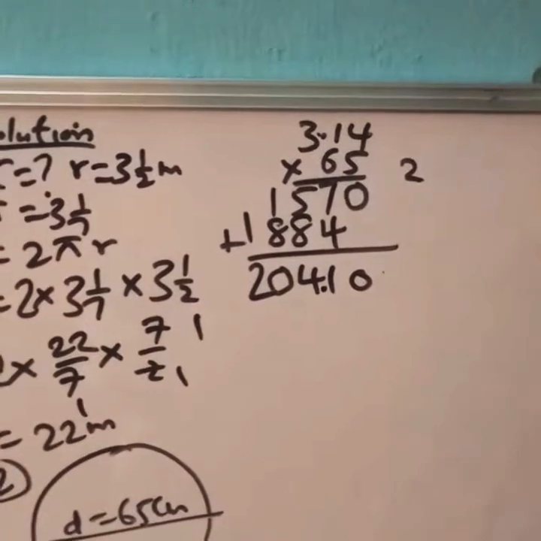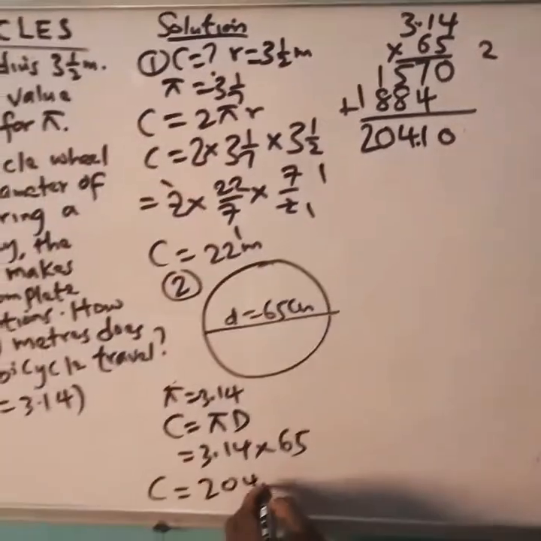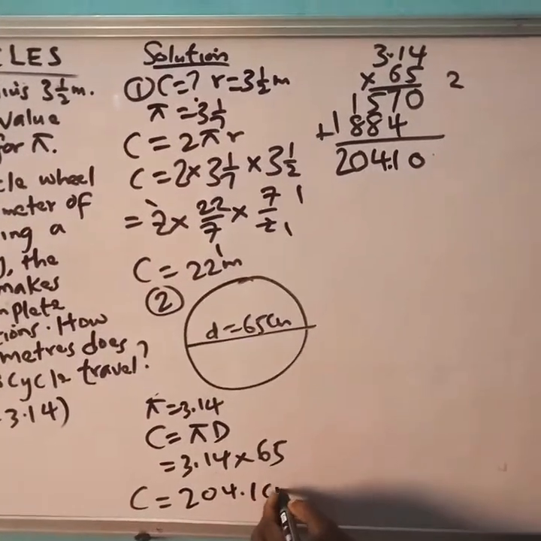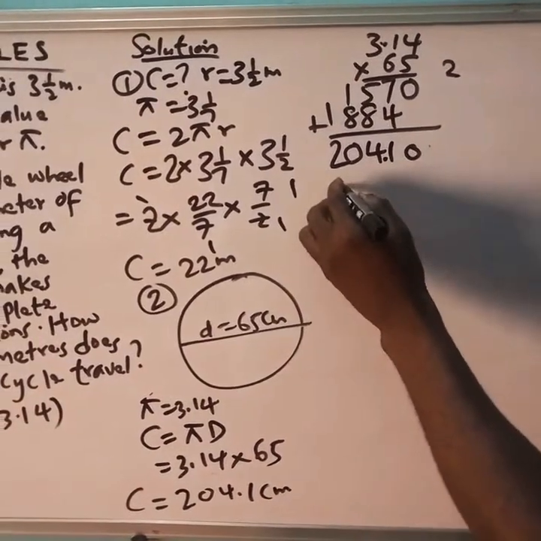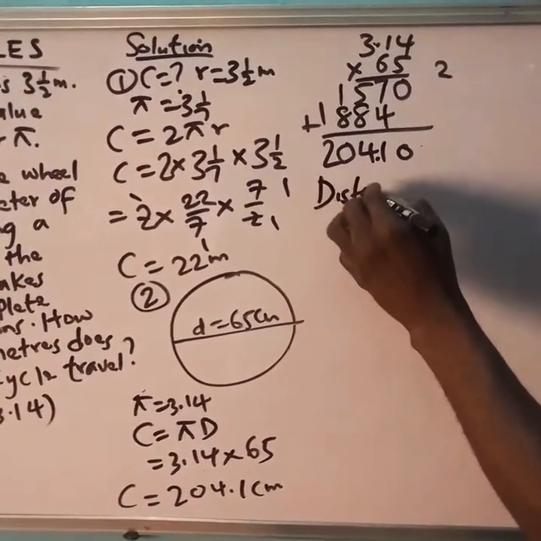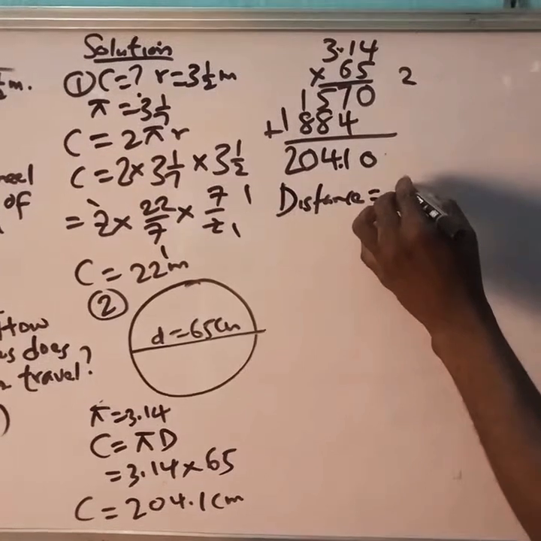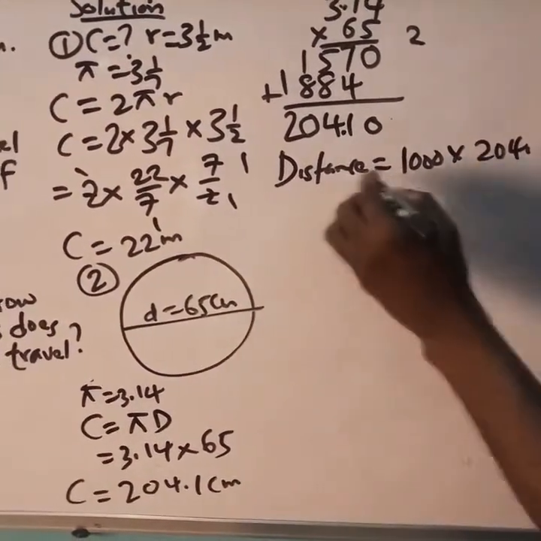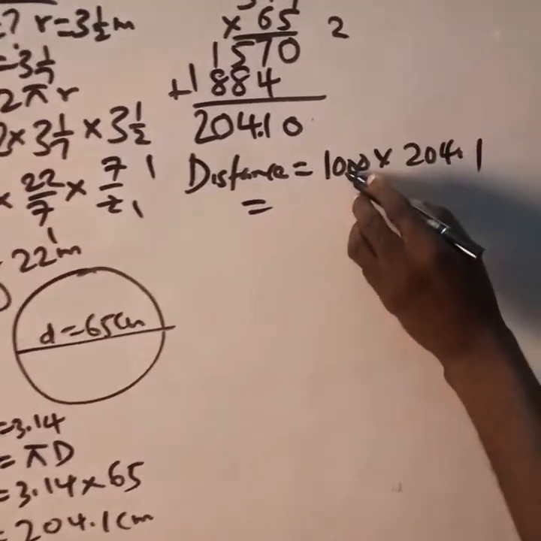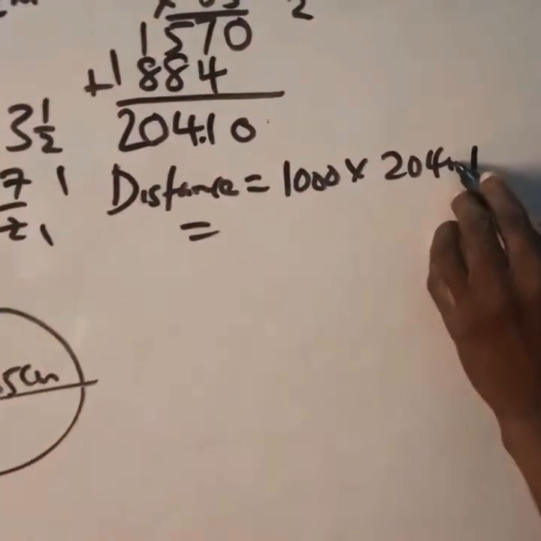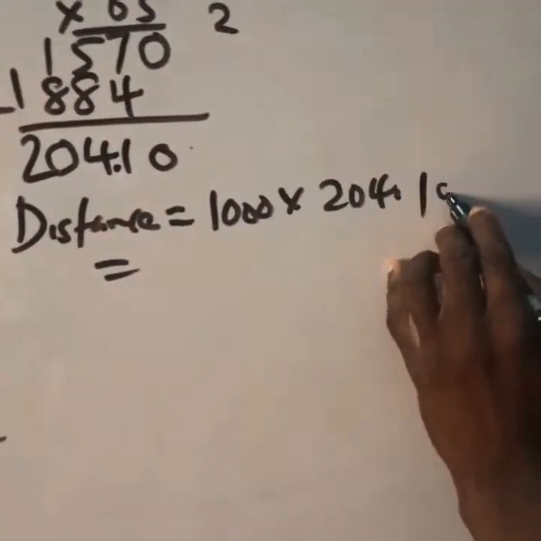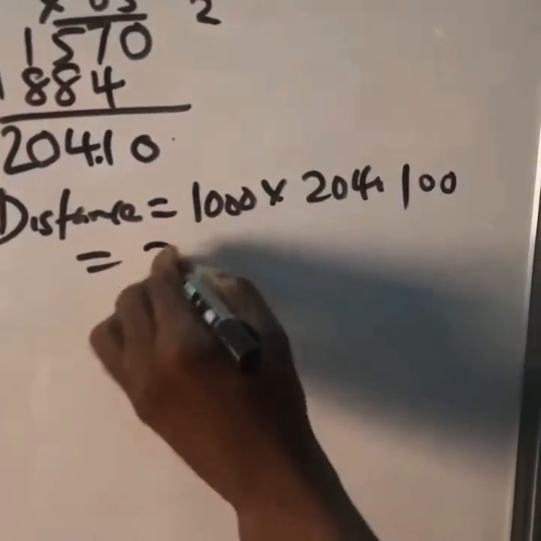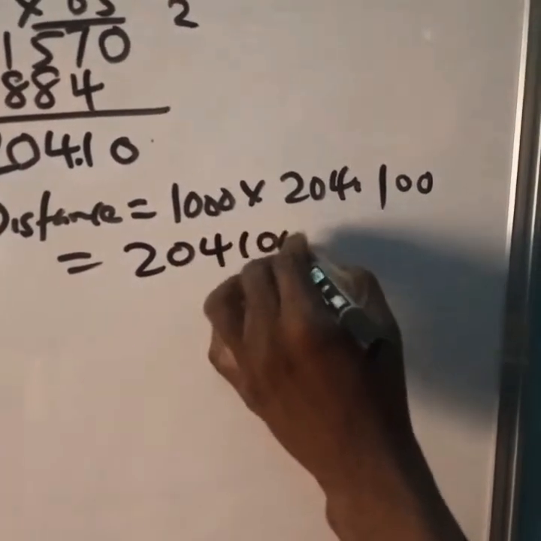So your circumference is 204.1. The last zero is meaningless, centimeter. Then the distance, 1000 revolutions, 1000 times 204.1. When you're multiplying, you have 3 zeros of the 1000, you move forward 3 times, 1, 2, 3. So you have 204100 centimeter.